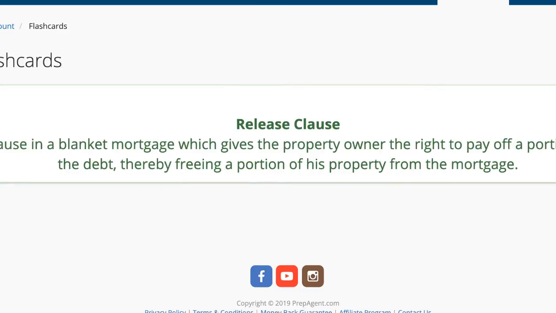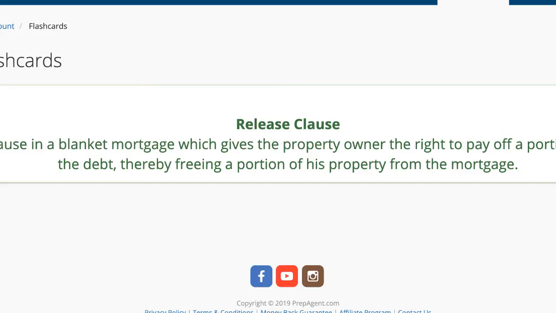Okay, so it's a clause in a blanket mortgage which gives the property owner the right to pay off a portion of the debt, thereby freeing a portion of the property from the mortgage. So that one's a little tougher. This comes up with more like developers. Your average person doesn't deal with this a whole lot.